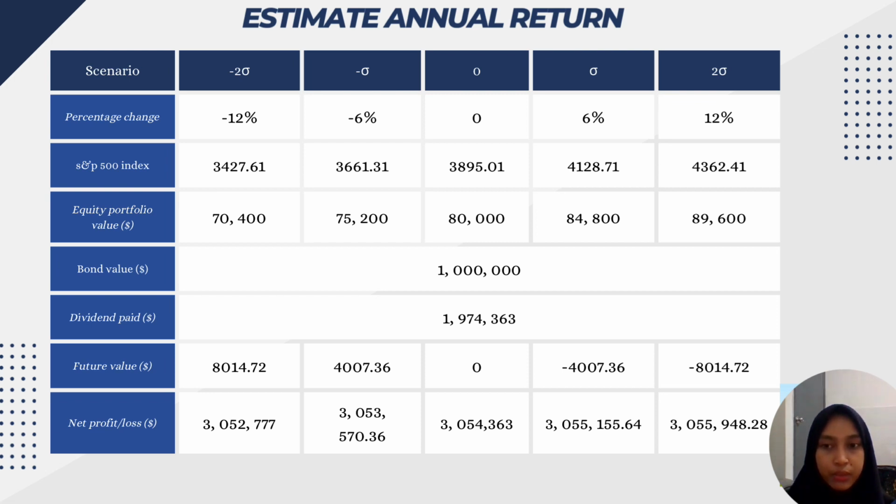$3,895.01. Next, we calculate equity portfolio value from the weightage, which is 80% from the fund, and equals to 80,000. The bond value is 1 million and the dividend paid is 1,974,363. The future value we get is from the hedge future, and last, to calculate net profit, we sum up from the equity portfolio value until future value.